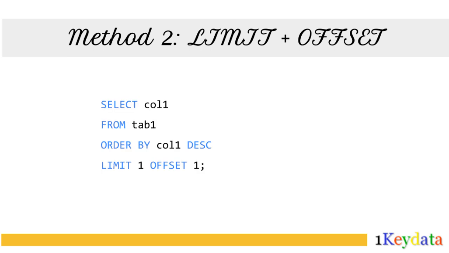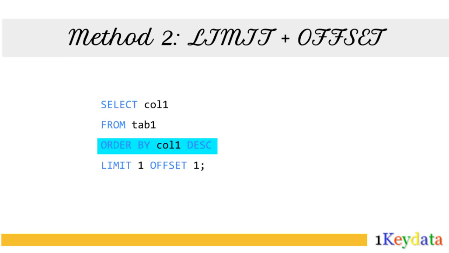The second approach is using the combination of limit and offset. The logic behind this approach is that you order the values in descending order, and you use limit 1 to show one value, and then you specify offset 1 so that you skip the first value shown in the result set, which will be the second largest number. Here is what the query looks like.